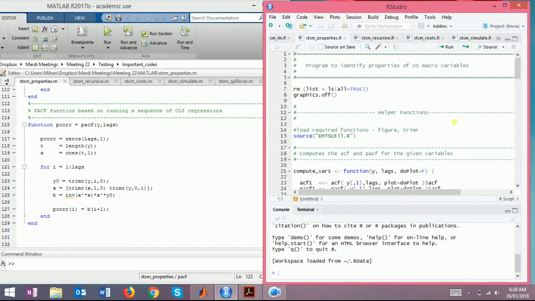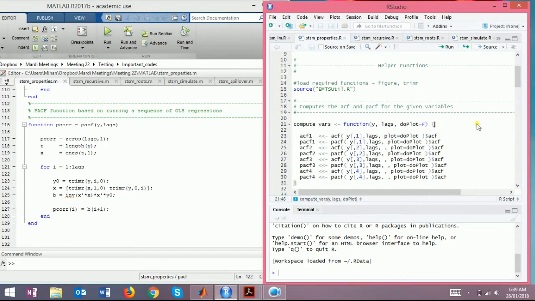In R, we do remove object: rm list equals ls, removing all listed variables. Then we turn graphics off, and we download the helper functions for figure, trimmer, etc.